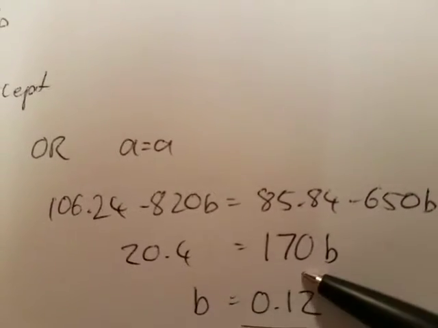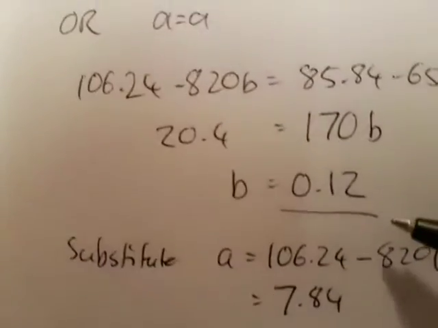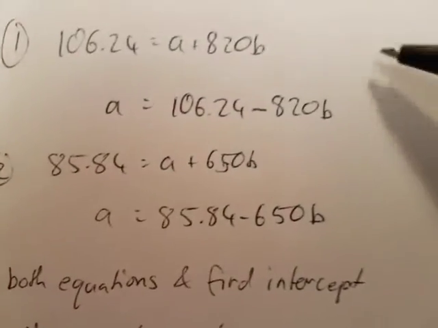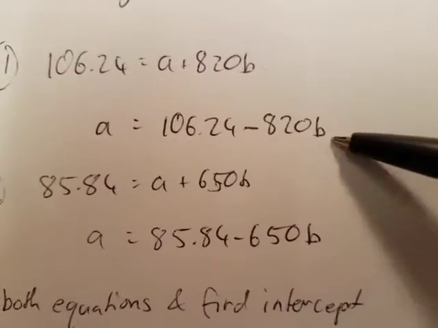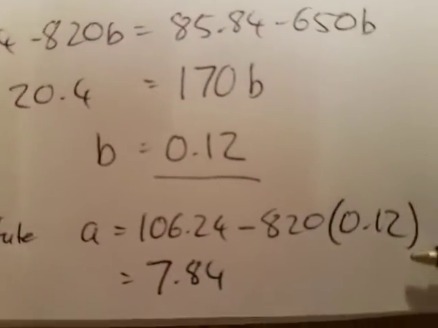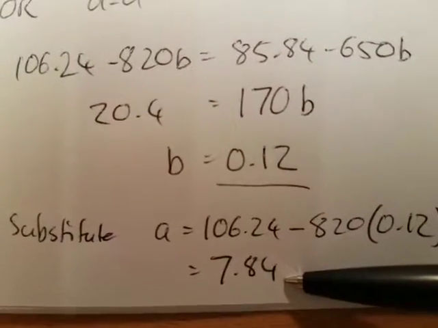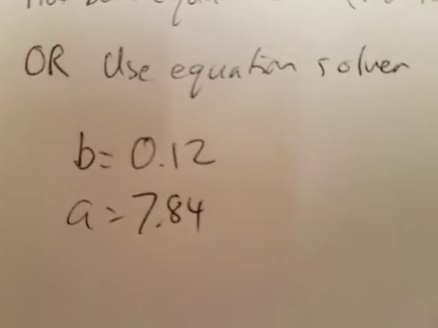And then you substitute this value of B back into either of these two equations, because this is A in terms of B. So you replace this with 0.12, which I've done here, and that'll give you A equals 7.84, which again is the same that we got from our calculator.